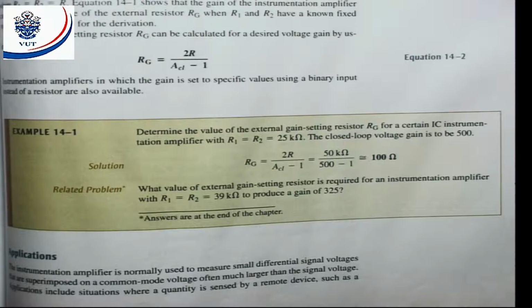In example 14.1, determine the external gain setting resistor RG for a certain IC instrumentation amplifier when R1 is equal to R2 is equal to 25 kilo ohm, and the closed loop gain is to be 500. Then we can work out the value of RG. It's equal to 2R divided by the closed loop gain minus 1. That means 2 times R, and R was given as 25 kilo ohms, so 2 times that gives me 50 kilo ohms divided by 500 minus 1, and that will give me a gain setting resistor of 100 ohms. That means if I apply a gain setting resistor of 100 ohms, then I will have a closed loop gain of 500.